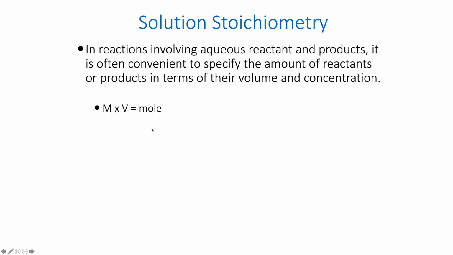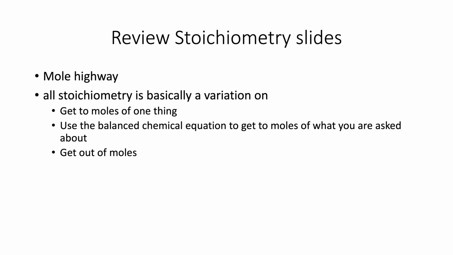I'm just going to go through 3 examples here. All right. So you might want to review the stoichiometry slides, because all stoichiometry is basically a variation on the theme: get to moles of one thing, right? Get on the mole highway. Use the balanced chemical equation, the mole highway, to get to the moles of what you're asked about, and then get out of moles. And right now you have 3 different ways to get into moles and 3 different ways to get out of moles.